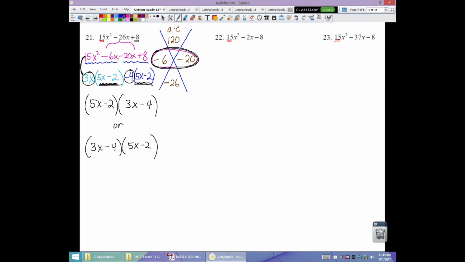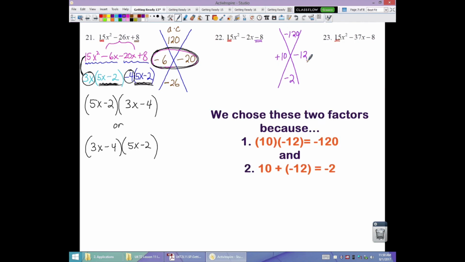All right, let's do that again. Number 22. This time, when we multiply 15 times negative 8, we get negative 120. So that means my signs here will need to be different. And I now want a sum of negative 2. So I want factors of 120 that are different by 2. And that would be 10 and 12. Since I want a negative 2, I'm going to keep the 10 positive and make the 12 negative.